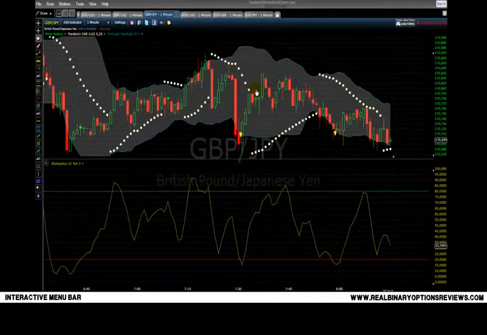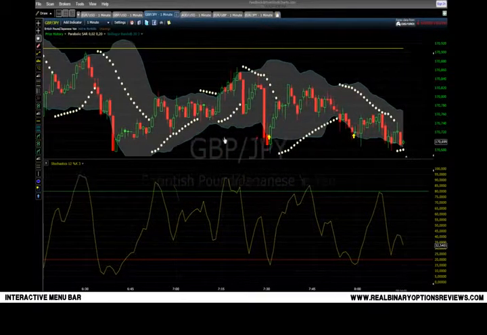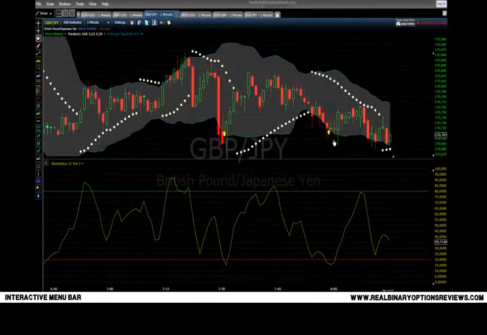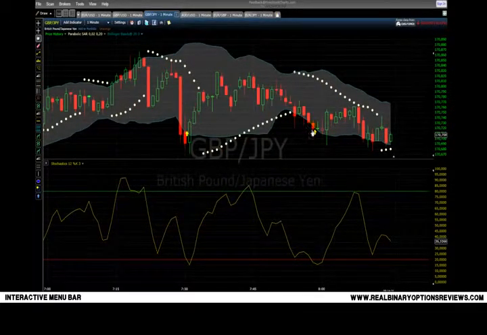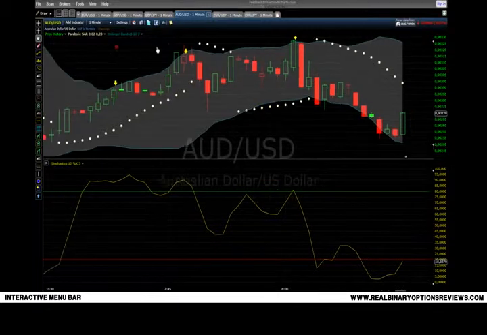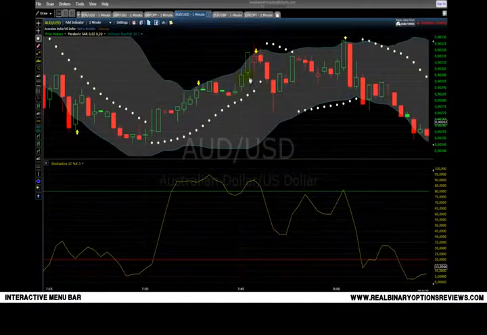Okay, now here you can see pound yen. I marked two trades with pound yen. The first one I entered here, once this candle closed, I entered 1, 2, 3, 4, 5. It was a winning trade, and the second trade I entered on the closure of this candle here. So it was 1, 2, 3, 4, 5. And in this case you can see that the stochastic was just somewhere on the level, and here also it was just on the level. So these were two winning trades here.